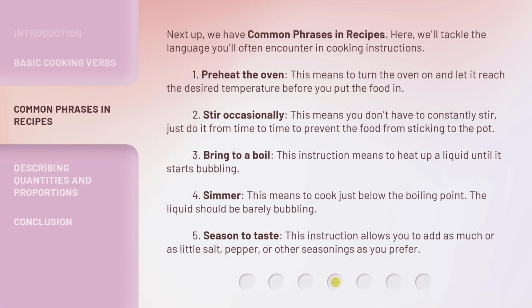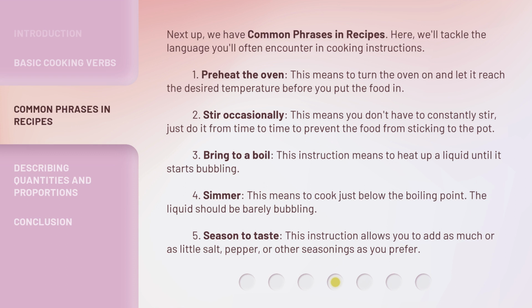Next up, we have common phrases in recipes. Here, we'll tackle the language you'll often encounter in cooking instructions. 1. Preheat the oven. This means to turn the oven on and let it reach the desired temperature before you put the food in. 2. Stir occasionally. This means you don't have to constantly stir. Just do it from time to time to prevent the food from sticking to the pot.